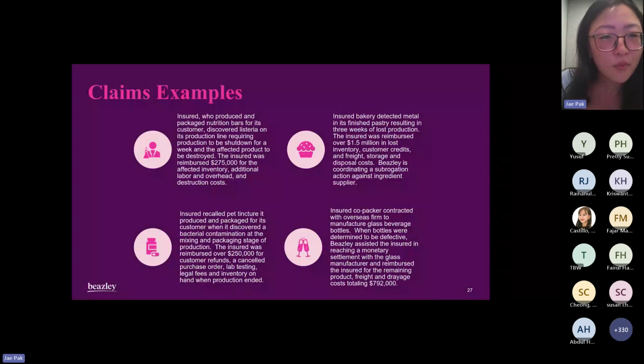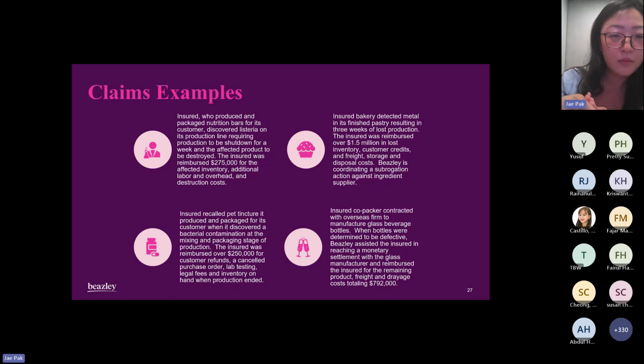So the first example, we had an insured who was manufacturing nutrition bars for their customer, and they discovered listeria in the production line, requiring the whole facility to be shut down. So we ended up reimbursing the insured about $275,000 for the affected inventory, additional labor, overhead, as well as the destruction costs.